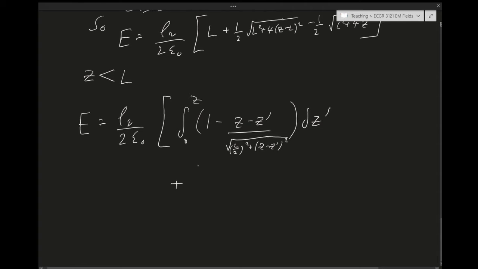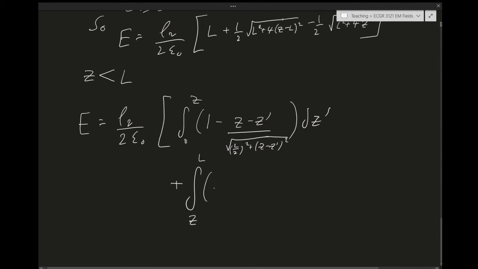Plus the other portion of the integral, which is the integral going from z to L. In that region, the z minus z prime over the magnitude of z minus z prime, the absolute value of z minus z prime, is going to be negative, right? Because in that region, z prime is larger than z.